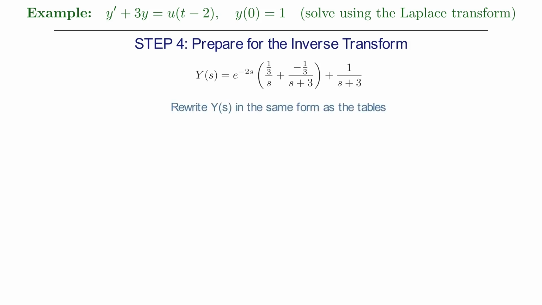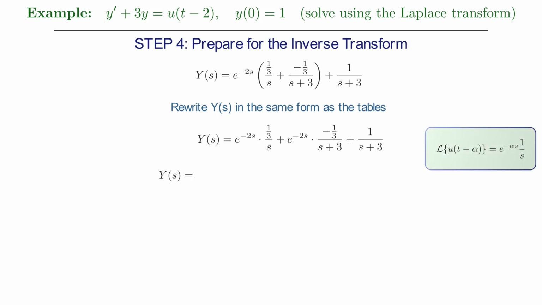So now what I want to do is to rewrite this in the exact same form as I have it in the table. So expanding the brackets, I can say that capital Y of s is equal to e to the minus 2s times a third over s plus e to the minus 2s times minus a third over s plus 3, plus 1 over s plus 3. That first term, the e to the minus 2s times 1 over 3s, I want to rewrite this taking the third out to the front. So this becomes 1/3 e to the minus 2s times 1 over s.